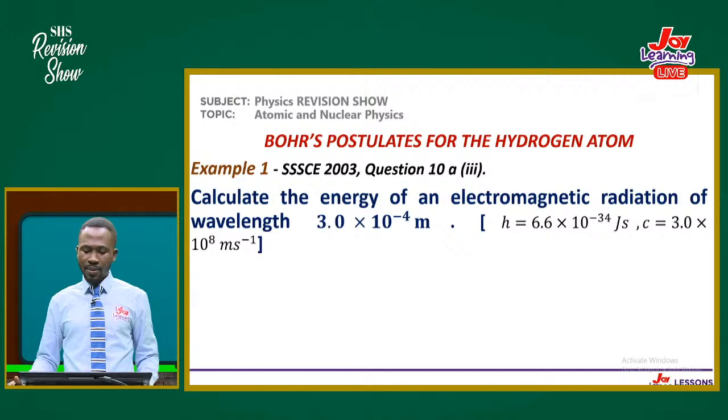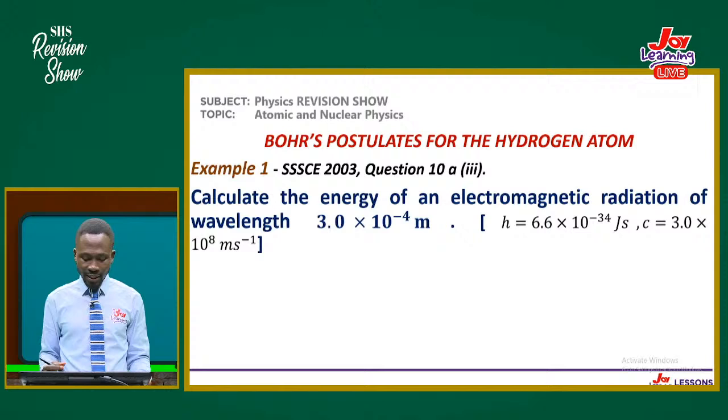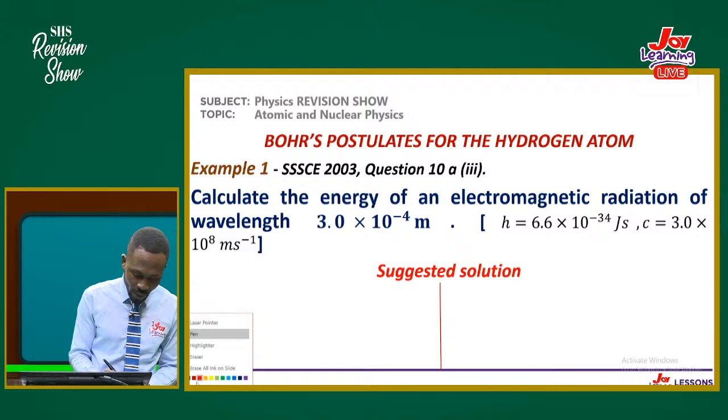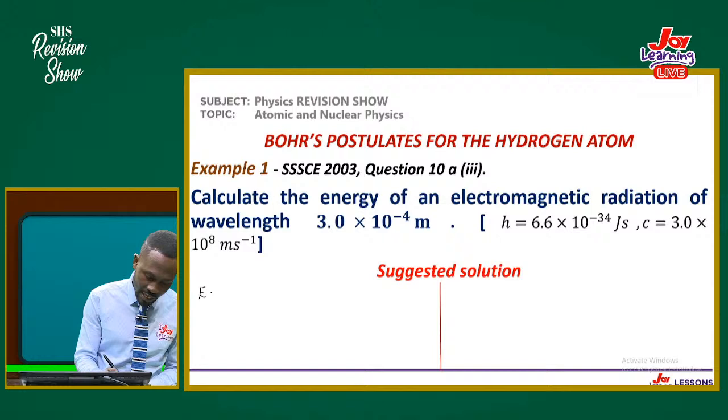Then the speed of light in air is 3.0 times 10 to the power 8 meters per second. So how do we go about this? So I have a suggested solution. Let's try to see what we can do. From the question, we are asked to find the energy of an atom. So I'll say energy is equal to E.